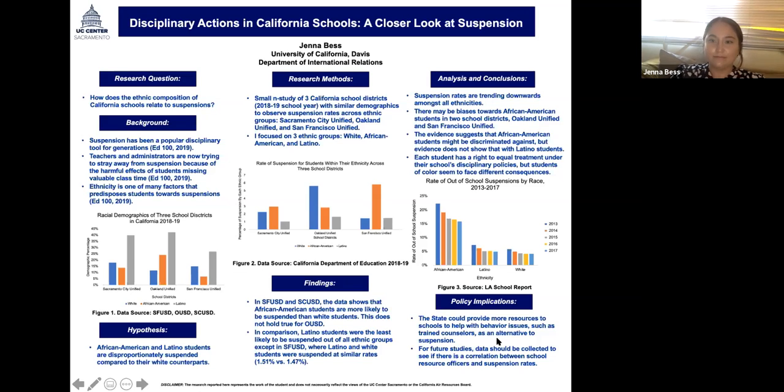Great, thank you so much, Jenna. And so this term, Jenna interned with the California Air Resources Board. So if anyone from CARB would like to go ahead and ask the question, otherwise we will go ahead and open it up to the general audience. All right, we'll go ahead and open it up to the general audience.